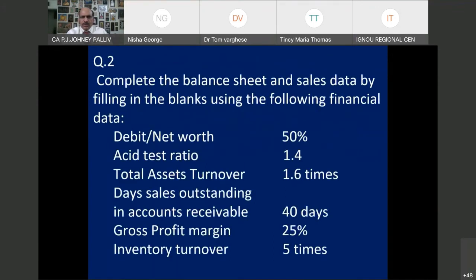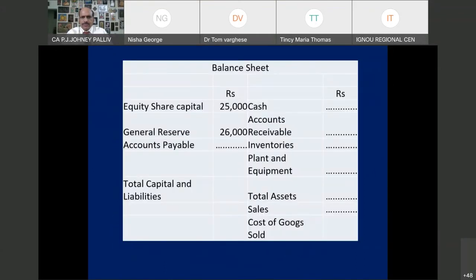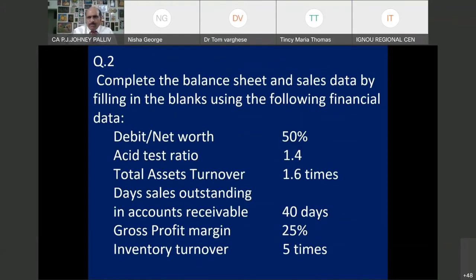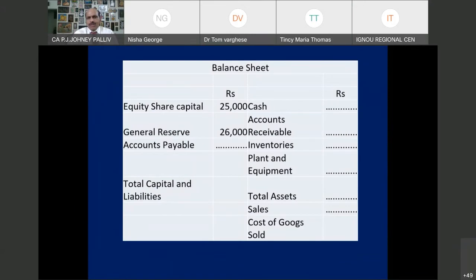Now we are going to discuss various other ratios by considering a separate problem. Here, complete the balance sheet and sales data by filling the blanks using the following financial data. Earlier, you have seen the balance sheet. Now, we are going to complete the balance sheet based on the ratios. That is, this is an incomplete balance sheet. In this balance sheet, they have given liabilities on the left-hand side and assets on the right-hand side.